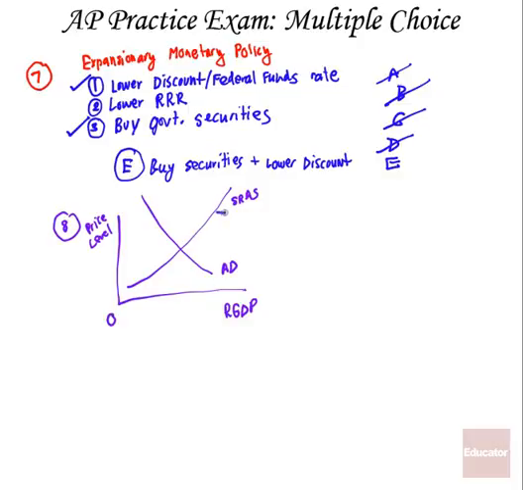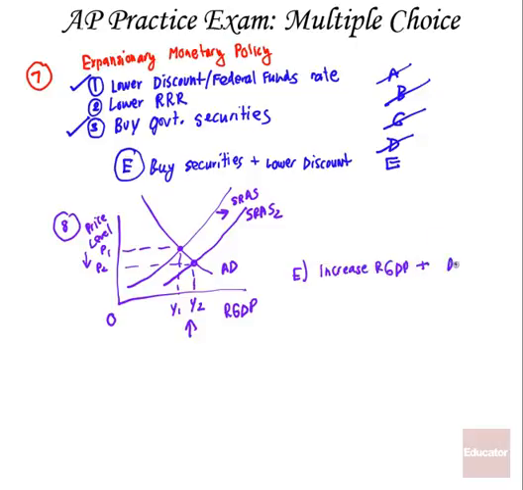Well, that one's really easy here. It's a shift to the right of the SRAS. So now you have the SRAS 2 here. And what happens to the price level? Well, the price level goes from P1 to P2, so the price level goes down, and the GDP output goes from Y1 to Y2. So price level goes down, real GDP goes up. So the answer is E, which is increase our GDP plus decrease the price level.